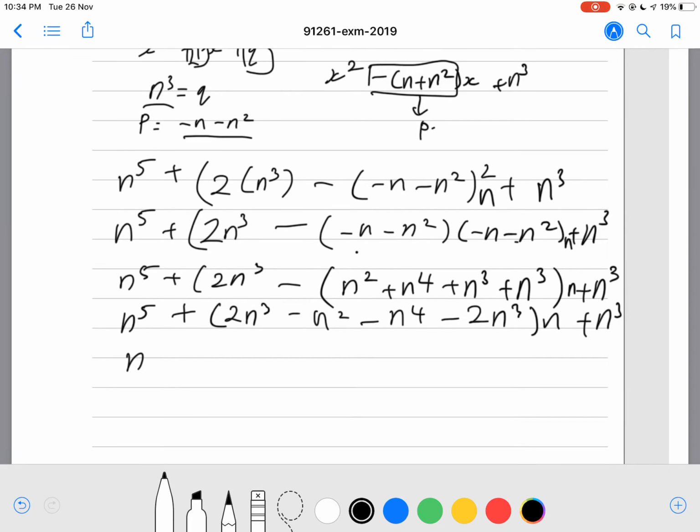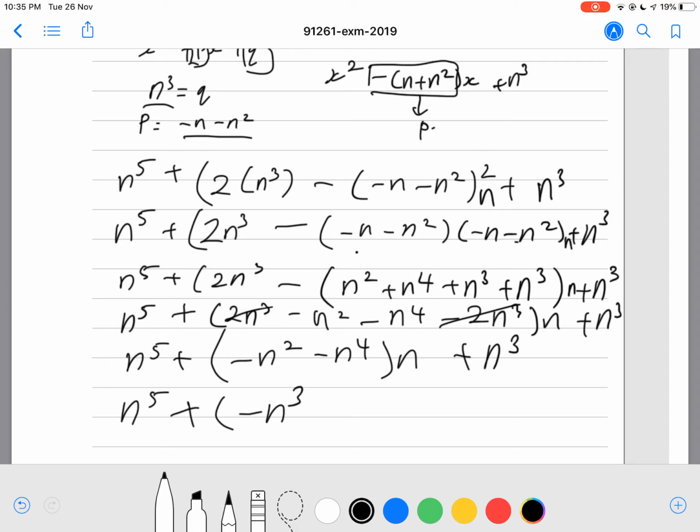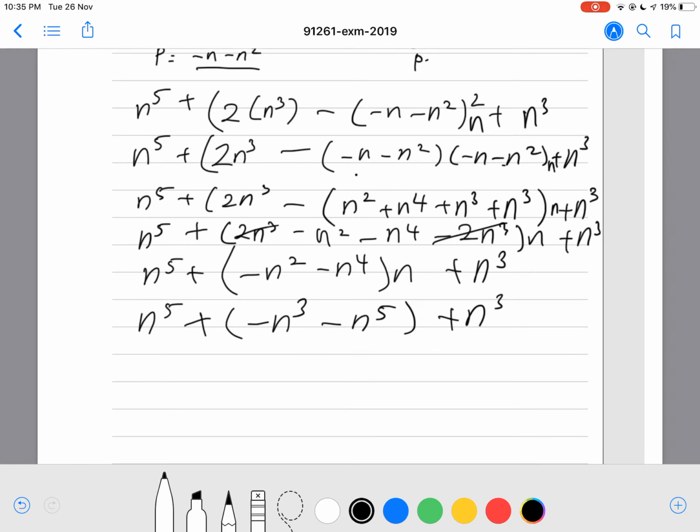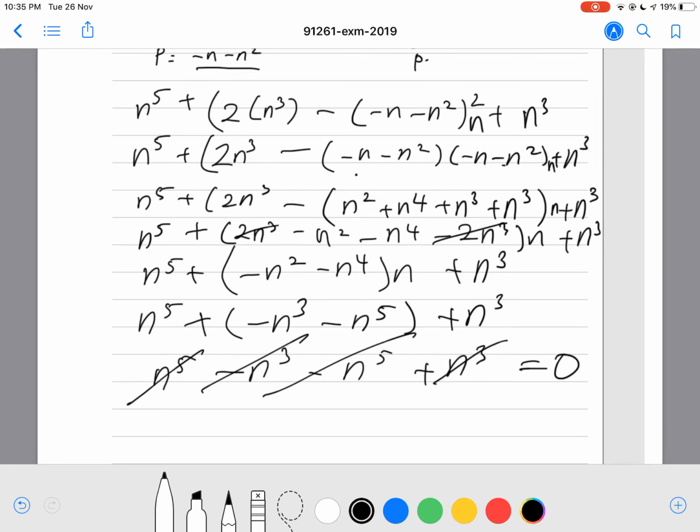Oh yeah, it's a bit of algebra work here. So n to the power 5 plus 2n cubed and minus 2n cubed cancel out. So that's gone. And this becomes negative n squared minus n to the power 4 times the n plus n to the power 3. So now it becomes a lot more simple, if you can see. So plus everything in the bracket times by n. So negative n to the power 3 minus n to the power 5 plus n to the power 3. And this will become n to the power 5 minus n to the power 3 minus n to the power 5 plus n to the power 3. N to the power 3 cancels out, n to the power 5 cancels out, so this actually equals 0.